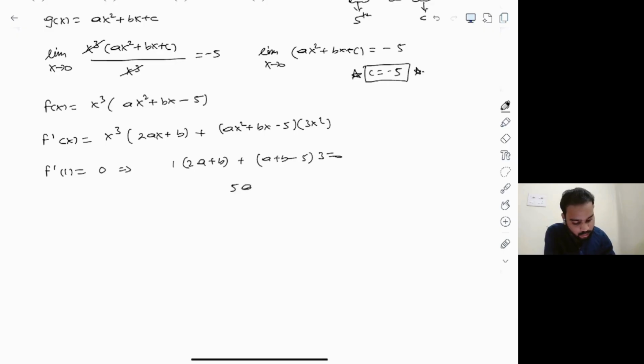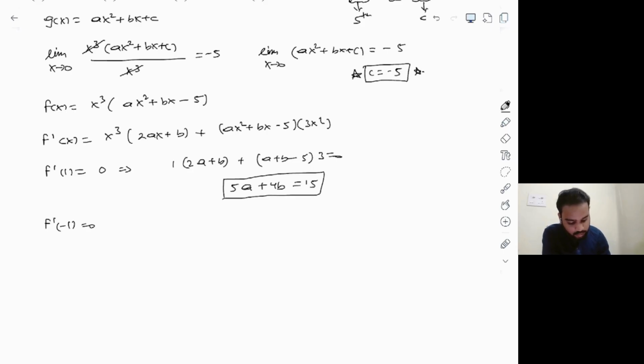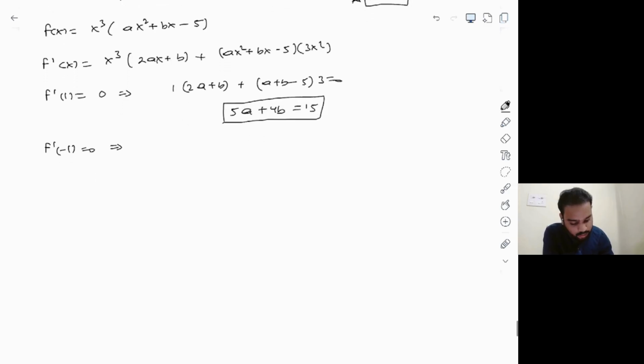So if you calculate properly, you're going to get 5a + 4b - 15 = 0, or 5a + 4b = 15. Similarly, you can put the condition f'(-1) = 0. If you put -1, this is going to be -1 multiplied by -2a + b, plus, again, a - b - 5 multiplied by 3 is equal to 0. Then you can expand this finally, from which you get 2a plus 3a, which is 5a, and then -b - 3b, which gives -4b. And the constant term again is 15.